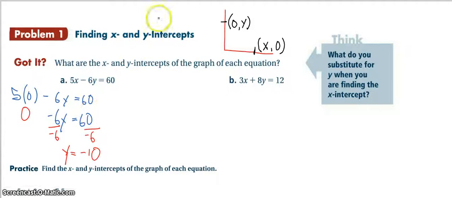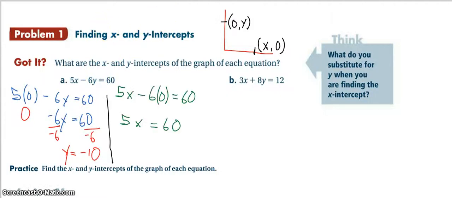Now what about where it would cross my x-axis? Go ahead, turn this around and plug in 0 for the y. So then I get to a point here, because my negative 6 times 0 is 0. I now have 5x equal to 60. So again, because these are multiplied, I can just divide. So I divide by 5 on both sides, and I see that x here would then equal 12.